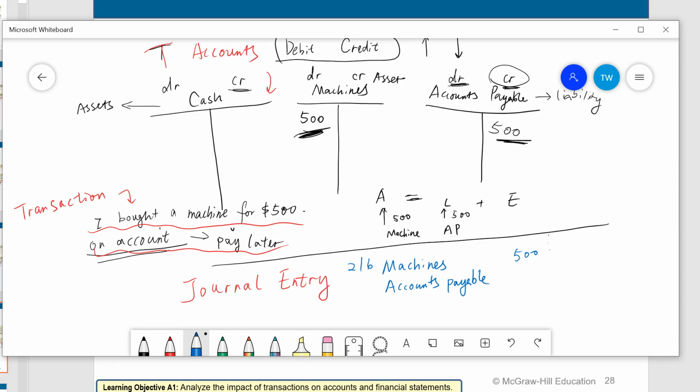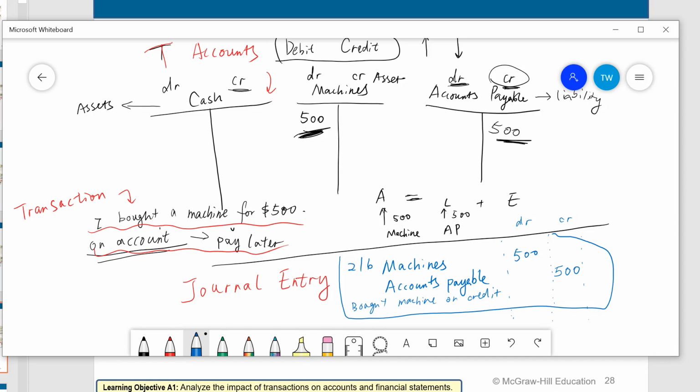So I imagine there are two columns, yeah? This column has a heading for debit. The other column has a heading for credit. So my accounts payable is going to land in the credit column. All right. And I can write down an optional note and say bought machine on credit. And this is a typical journal entry.